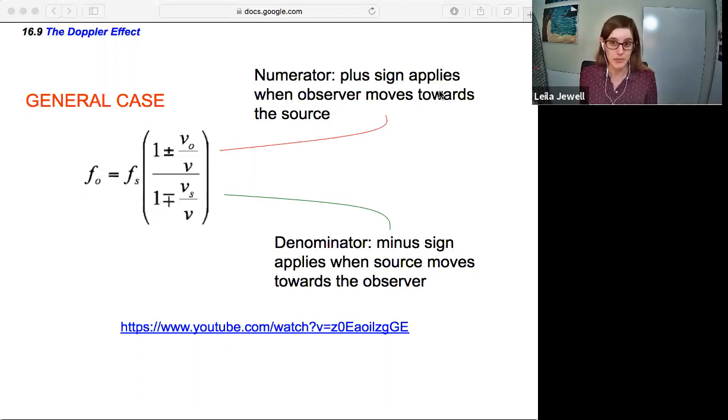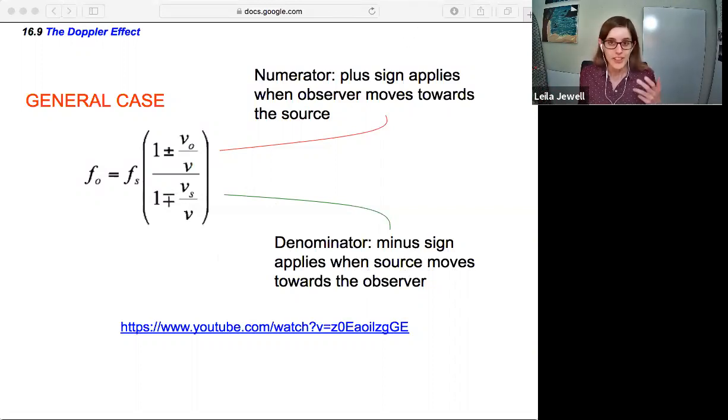numerator, the plus sign applies when the observer moves toward the source. That's the default. In the denominator, the minus sign is the default that applies when the source moves toward the observer. And if either one is not moving, either the observer or the source, then that second term would disappear. Like if the observer is not moving, this term disappears, and you're left with the equation that we already had. So this isn't anything new, but if you like it, it's a more compact way to think about it. So I'll leave that there for you to check out.